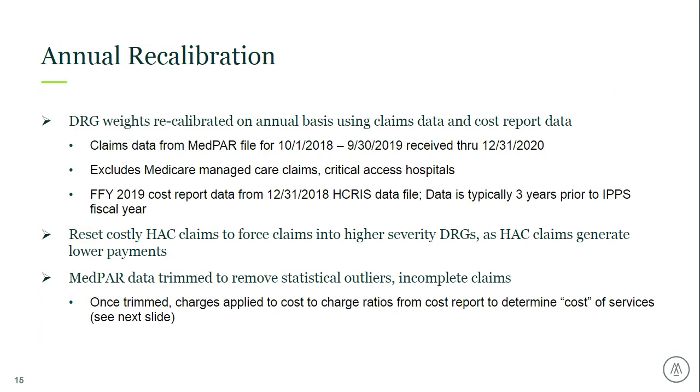It's also worth mentioning that every year there's an annual recalibration of payments. So using claims and cost report data, each year CMS recalibrates the DRG weights. So interestingly, Medicare managed care claims are excluded from this process, even though the number of Medicare managed care claims grows every year. The recalibration process resets costly hospital-acquired conditions claims into higher severity DRGs, and then the MedPAR claims data is trimmed to remove statistical outliers and incomplete data. And then from here, you take that result, and the cost of services are determined using data from cost reports.